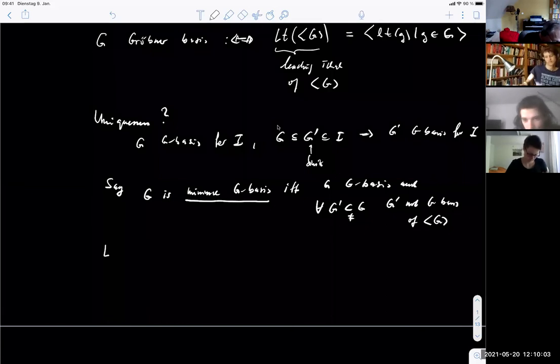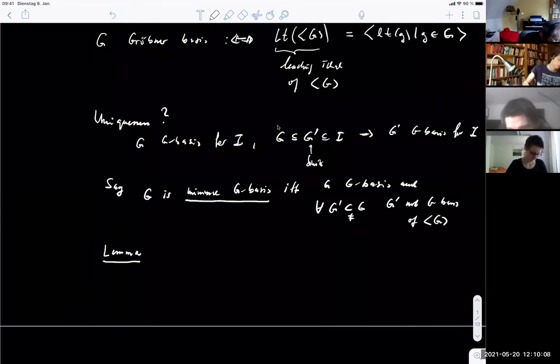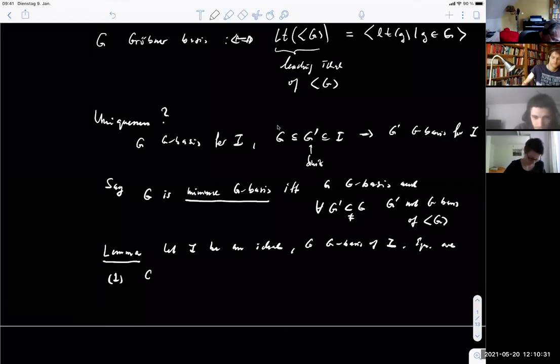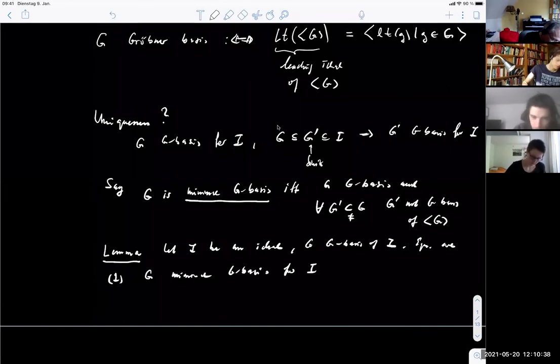So let me write it as a lemma. The lemma is almost obvious. Let I be an ideal and G a Gröbner basis of I. Then I have three conditions and they are all equivalent. One: G is a minimal Gröbner basis for I. That's what we want to study.